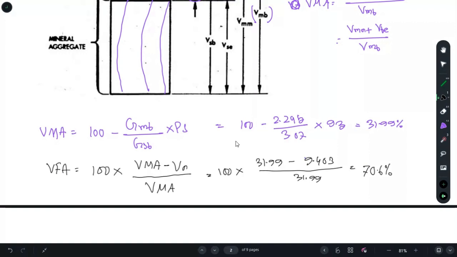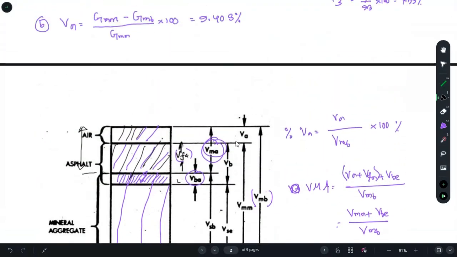So this is the math. Later we'll do the design part of the Marshall mix method.